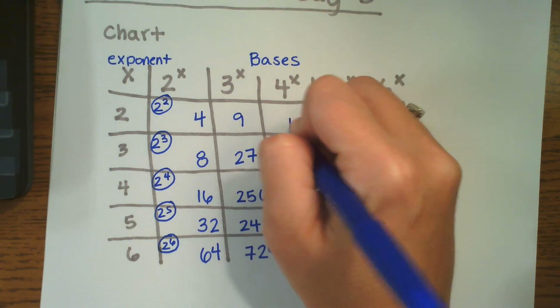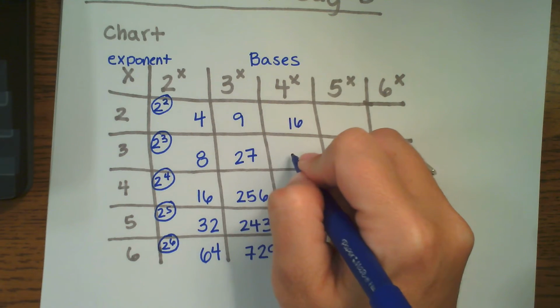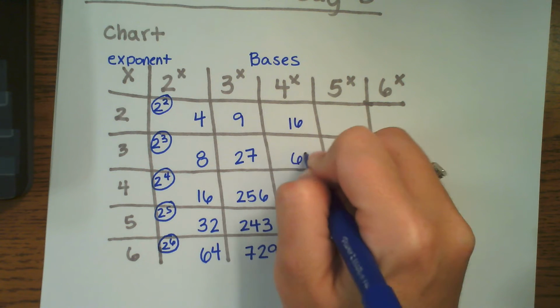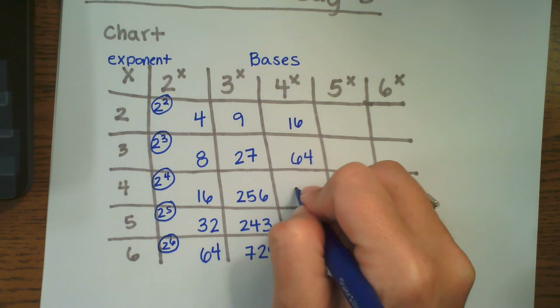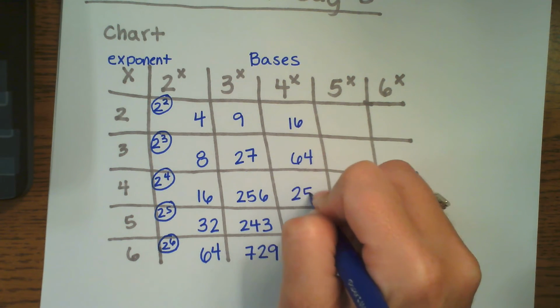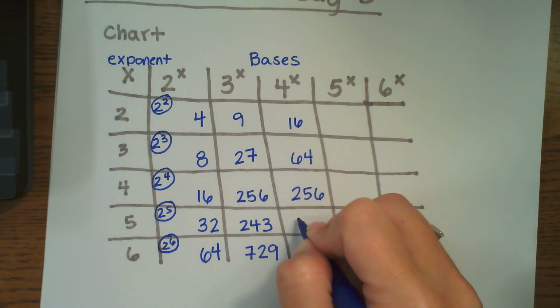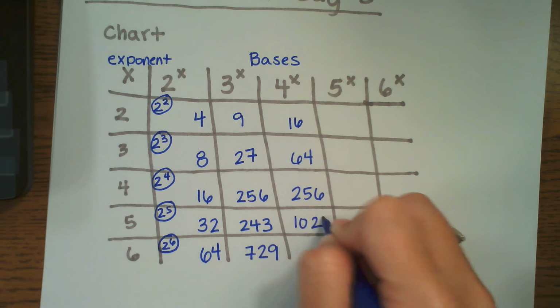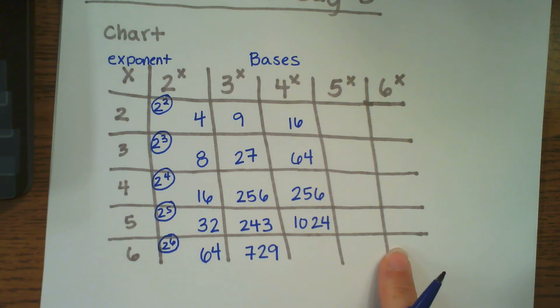Four squared is 16. 4 to the third is 64. 4 to the fourth is 256. 4 to the fifth is 1024. I don't believe the numbers are going to go much higher than that, but you could certainly fill in more of this chart if you needed it.